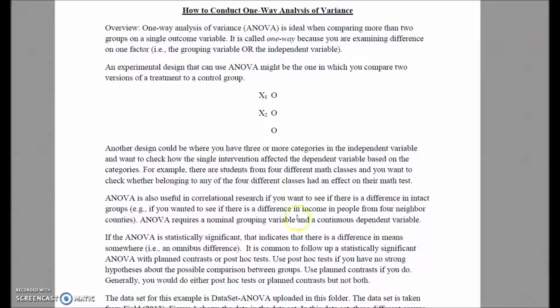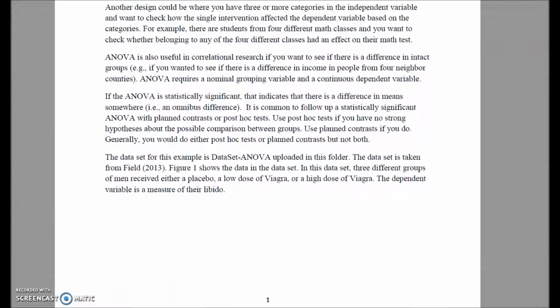One very important thing to keep in mind is that if your ANOVA is statistically significant, if the p-value comes out to be less than 0.05, which we will set as our level of significance, that means there is a difference in means somewhere, which is called an omnibus difference. You don't know whether group 1 is different than 2, or 2 is different than 3, or 1 is different than 3. You just know that there is some statistical difference somewhere.